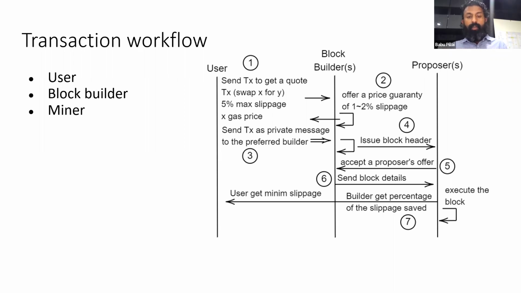Now, once a builder gets the block, different users' transactions come in, and he will build the block, getting maximum saving to the users. In the same way as the PBS model currently, he will auction that block to the proposer, saying, I got a block here. Now do you want that block?